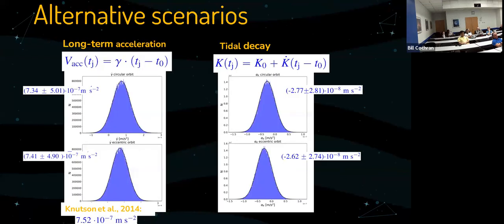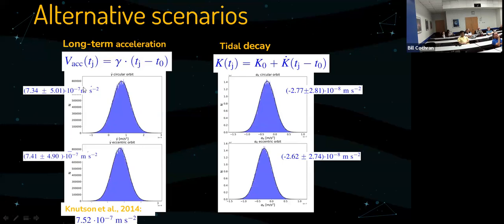During the review process, I was also asked to search for alternative scenarios. There would be two. One was already studied by Knutson et al. in 2014, and that would be a long-term acceleration. So again, we go back to a perturber, something that is causing an acceleration in the system that we don't see, but there might be something. And also tidal decay. One of the effects I was showing you at the beginning due to the tidal interactions is tidal decay, whenever the orbit is shrinking.